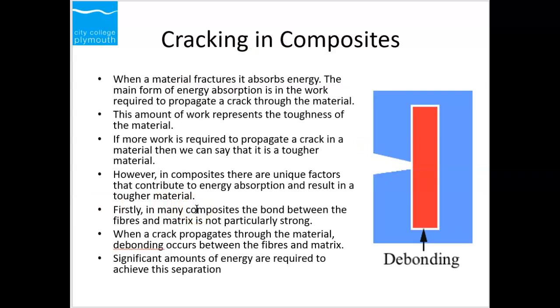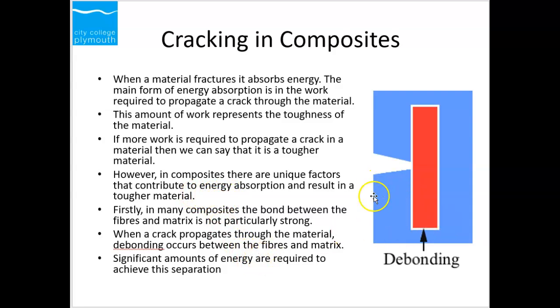Now, how does cracking happen in composites? When a material fractures, it absorbs energy. The main form of energy absorption is in the form of work. The amount of work done on the material before it cracks represents the toughness. If a material can absorb a lot of energy before it fails, it's more tough. Composites have unique factors that contribute to energy absorption and result in tougher material.